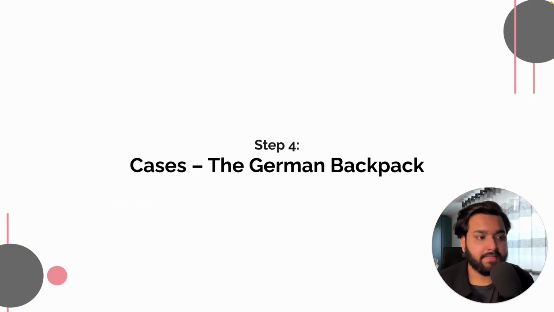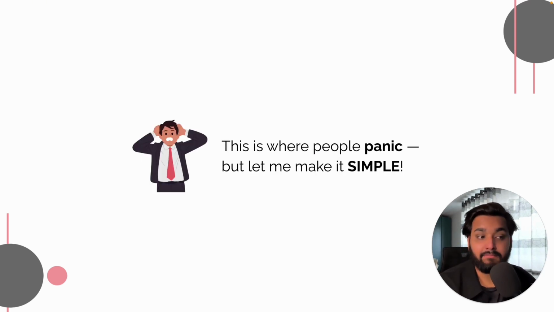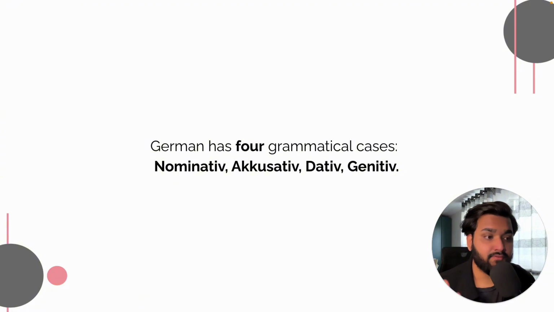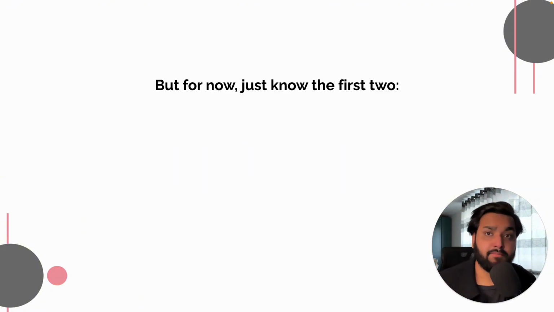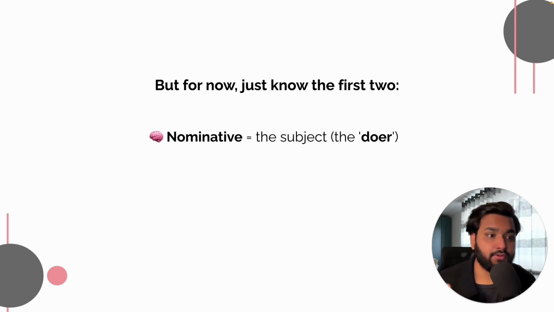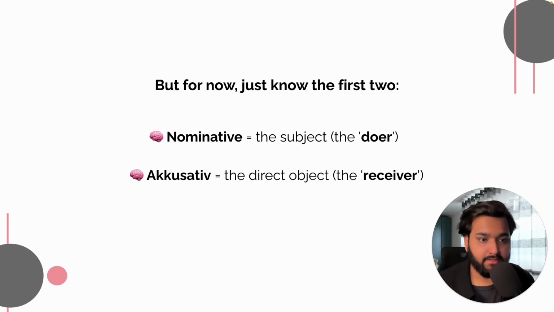Let's continue with step number 4, which is cases, the German backpack. This is where people panic, but let me make it simple. German has 4 grammatical cases, which are nominative, accusative, dative, and genitive. But for now, just know the first 2. Nominative, the subject, the doer. Accusative, the direct object, the receiver.